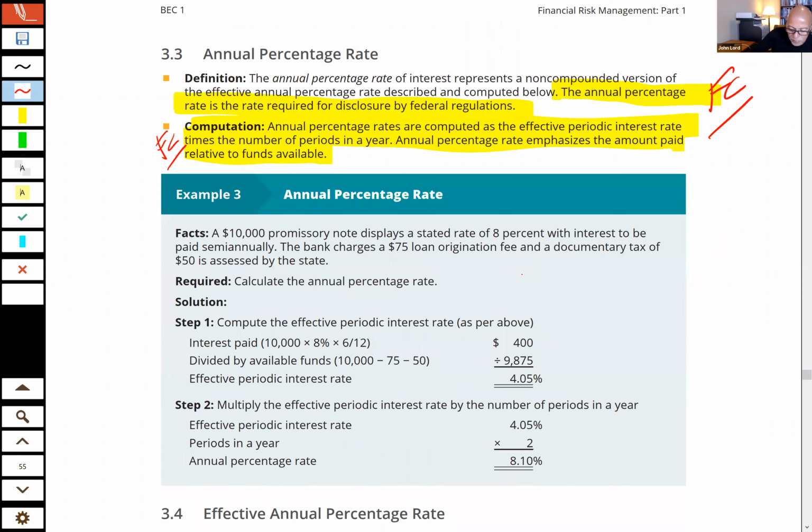And again, we have a $10,000 promissory note, displays an interest rate of 8% with interest to be paid.